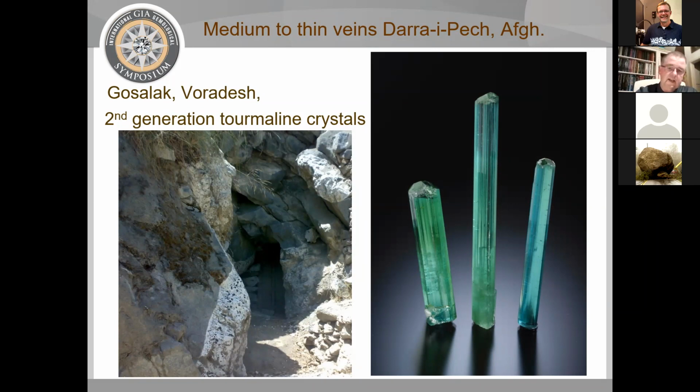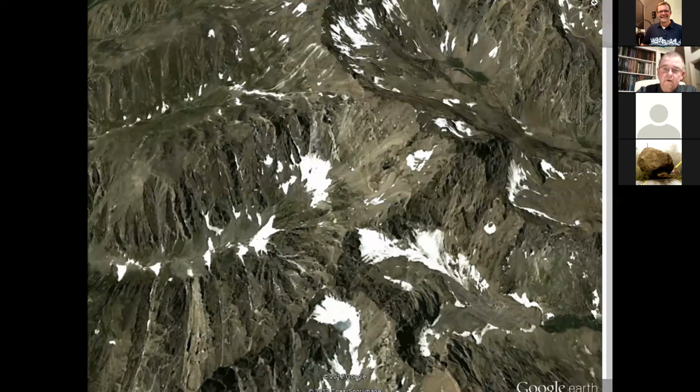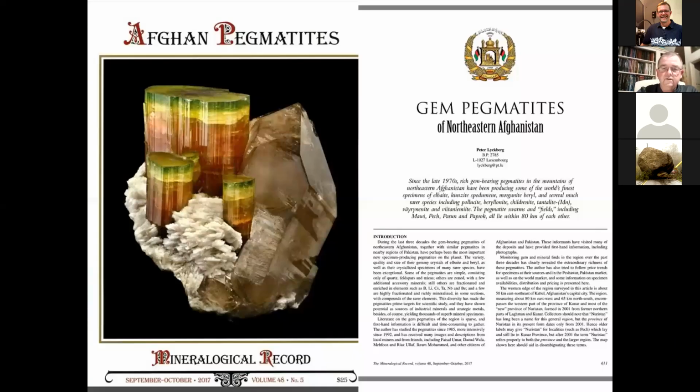So here is Gozalak, Varadesh, you can see gem pencils of tourmaline. So I always encourage all these dealers in Peshawar to find out the exact locality. I'm not interested in the minerals if they don't know the exact locality. So I'm trying to encourage. Paprock was discovered by a herder in 1969. And here are the mountains of Paprock. You can see in the upper middle some lighter veins, which are pegmatite veins crossing the mountain.